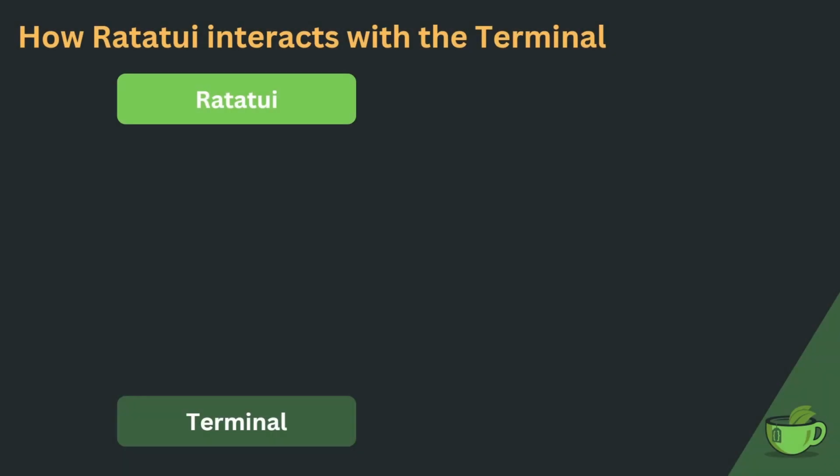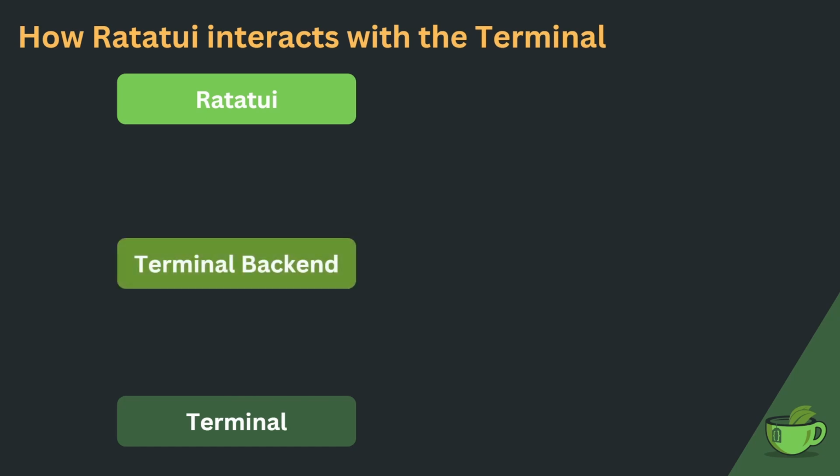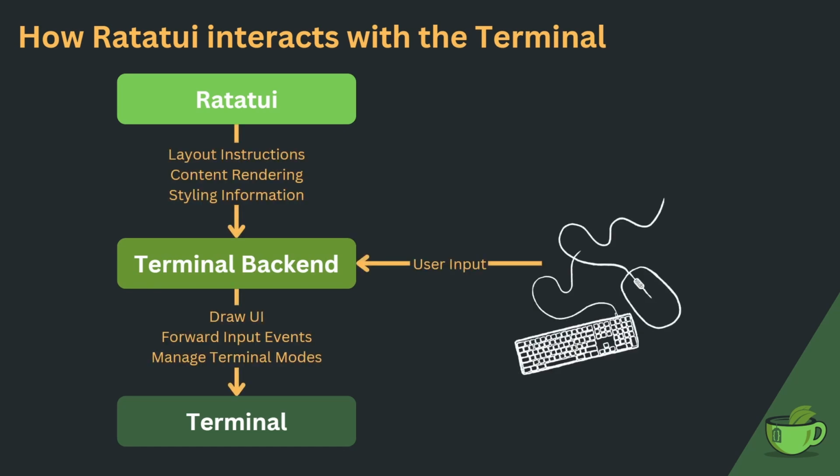At its core, Ratatui serves as a high-level abstraction for creating terminal user interfaces. But how does it actually interact with the terminal? The answer lies in terminal backends. Terminal backends are designed for low-level terminal manipulation. They provide essential features like handling input events, controlling the terminal screen, managing text styling, and interacting with raw terminal modes. Ratatui builds on this foundation, using terminal backends to handle the intricate details for terminal communication, so you can focus on designing and building your TUI.